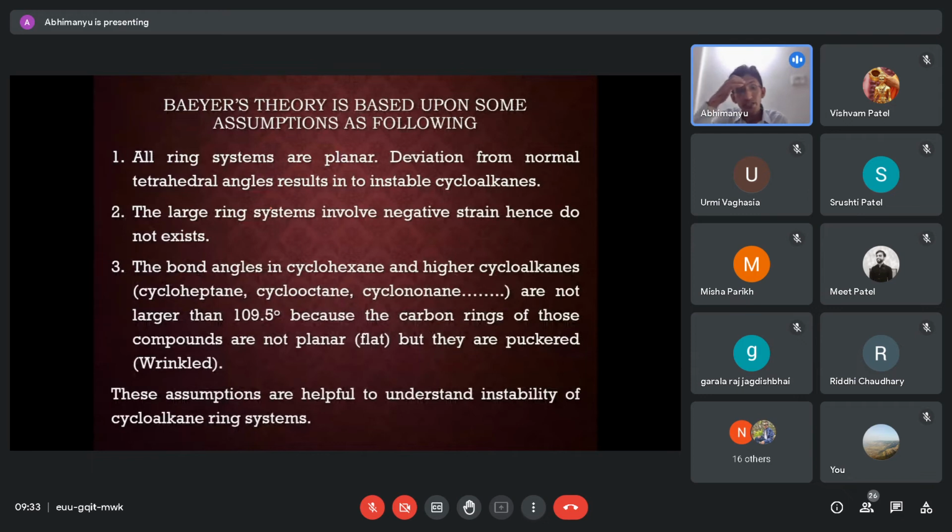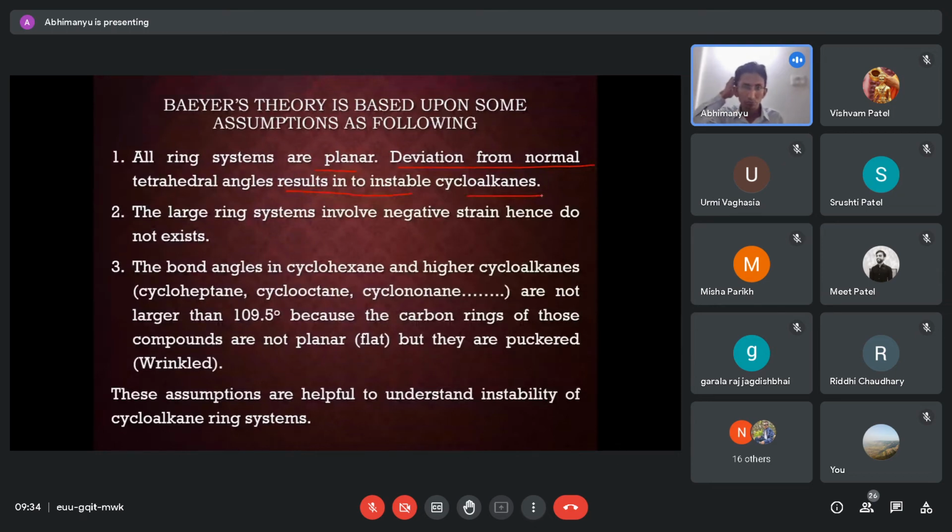What is Bayer's theory? What are Bayer's assumptions? That all ring systems are planar. One statement of Bayer was that all ring systems are planar. Deviation from normal tetrahedral angles results in unstable cycloalkanes.